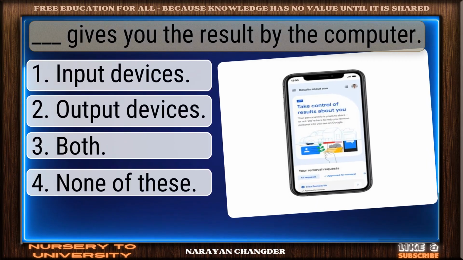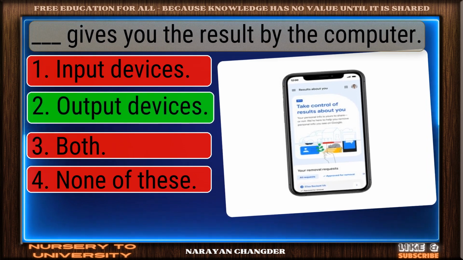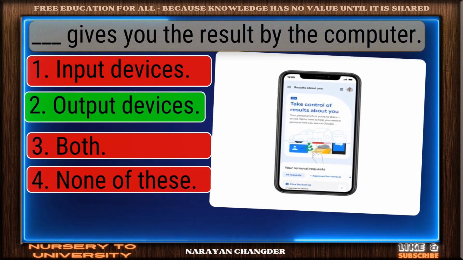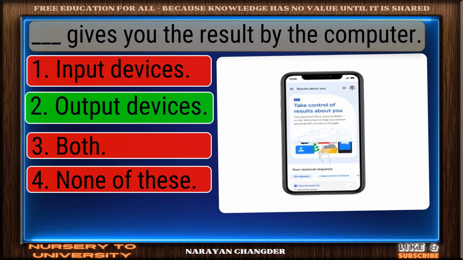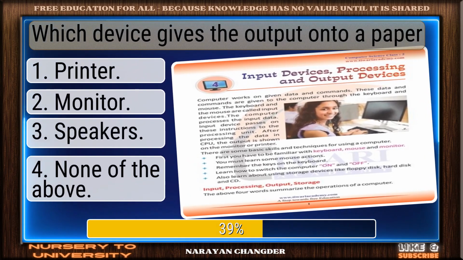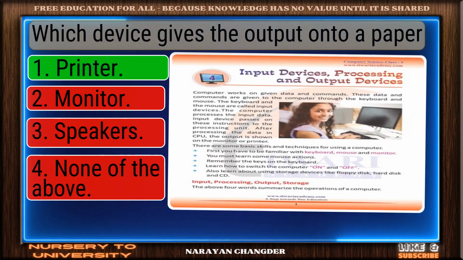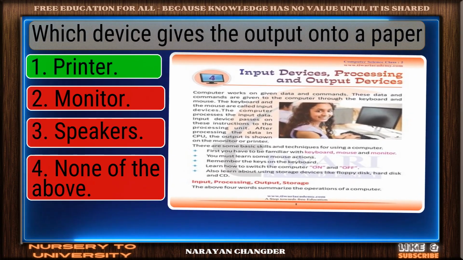Dash gives you the result by the computer. Well reasoned. Output devices is the correct choice. Which device gives the output onto a paper? Good thinking. Printer is the right answer.